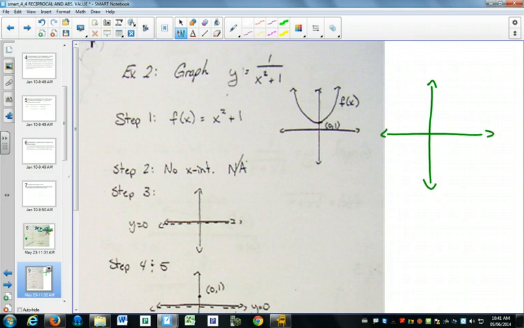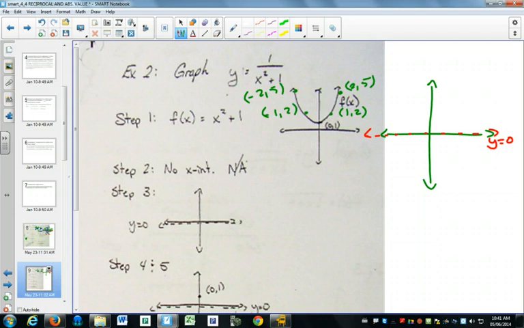Does the original graph go up forever or down forever? Yes. So we will have an asymptote at y equals 0. Let's look at some points. We've got (0, 1). Can you see that when you plug in 1, you'd have (1, 2)? When you plug in 2, you'd have (2, 5). Similarly, over here, you'd have (-2, 5) and (-1, 2).